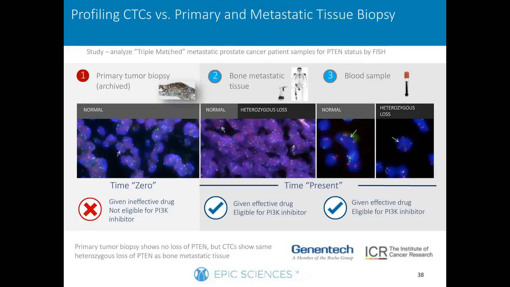And if we were to base our therapy on this, and we looked at the bone biopsy, we would say that the patient's eligible for a PI3K inhibitor. If we were to look at the CTCs, we would also give him that same inhibitor. However, if we were to go back to a primary tumor sample, he would not be eligible for the PI3K inhibitor. So I think this really speaks to the fact that the CTCs are really reflective of subclonal heterogeneity and really reflect the active metastatic subclonal populations.